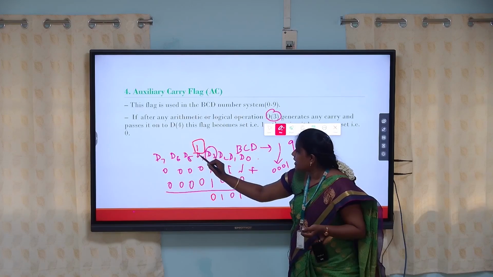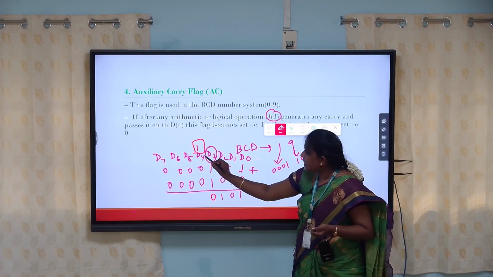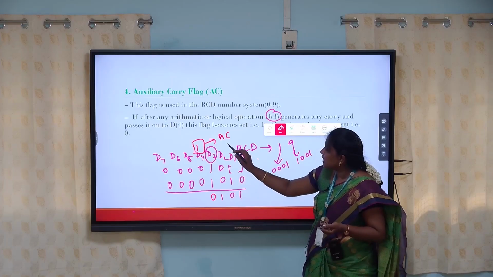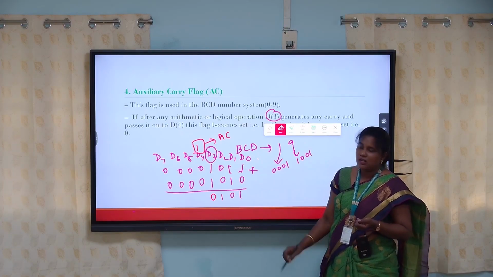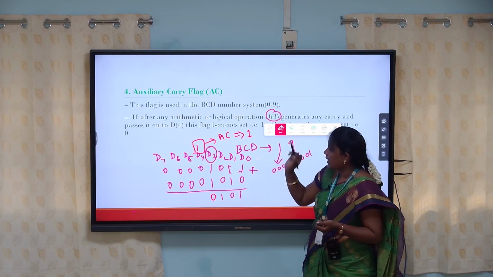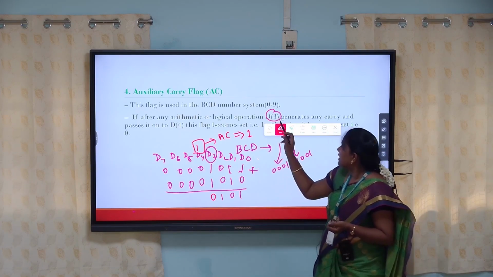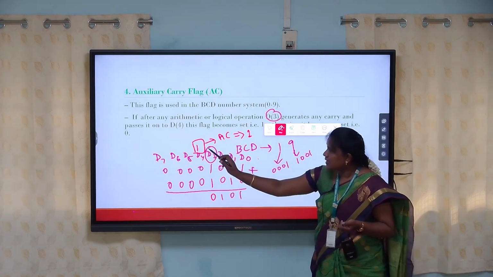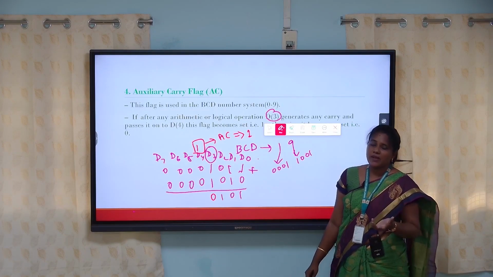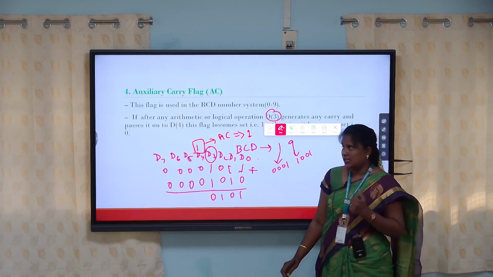This carry, D3 passes to D4. This means these two numbers produce an auxiliary carry here. So in this example, the auxiliary carry is set to 1. If D3 generates a carry and passes it to D4, then the auxiliary carry is set to 1, otherwise the auxiliary carry is set to 0.